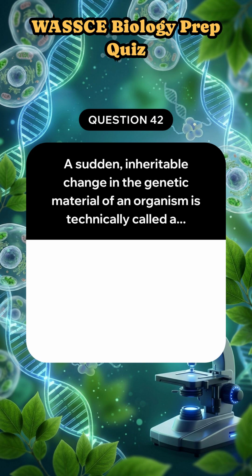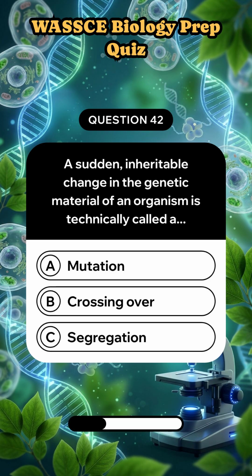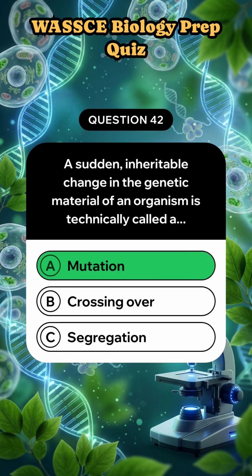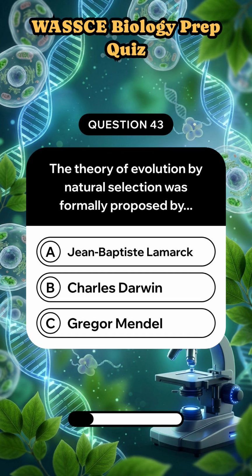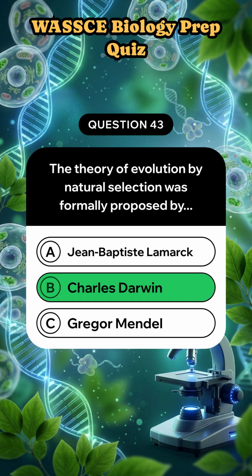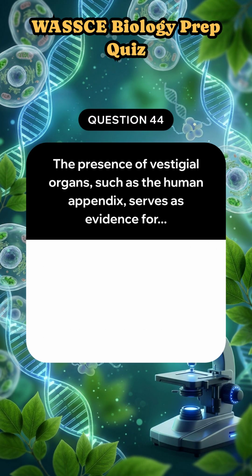A sudden, inheritable change in the genetic material of an organism is technically called a? The theory of evolution by natural selection was formally proposed by? The presence of vestigial organs, such as the human appendix, serves as evidence for?